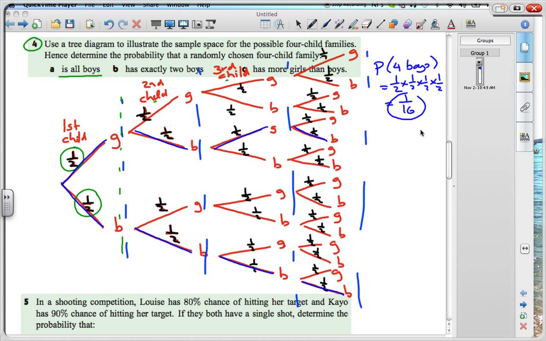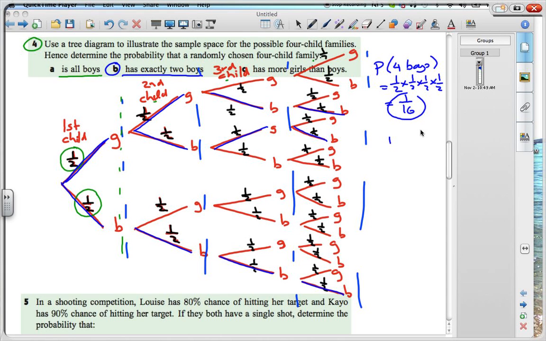Okay, for B, has exactly 2 boys. Now there are obviously different routes for getting exactly 2 boys, and we've actually got to add up the number of different routes to do that. So let's start at the top. This would be one route, if we had a girl, a girl, a boy, and a boy. So there's one. Now each of these is 1/16 of a chance.